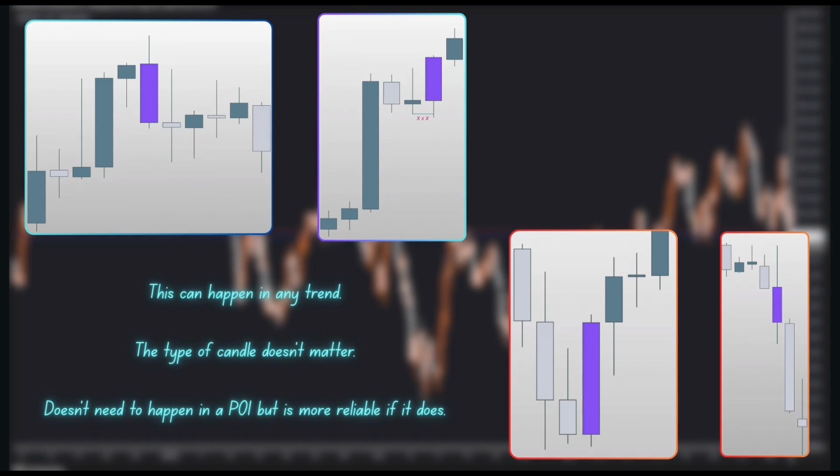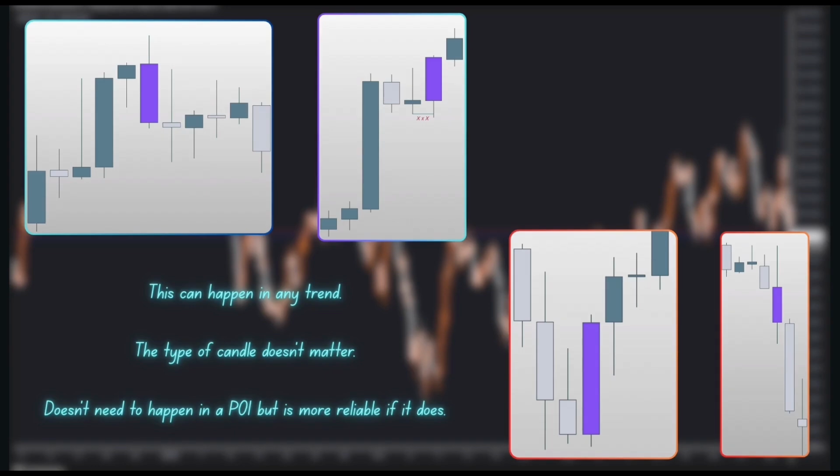So here's what you want to watch for. Number 1, it sweeps a level. That means it breaks below the low or above the high of a previous candle. Number 2, instead of closing past that level, it closes above the previous candle's wick if it's bullish, or below if it's bearish. In other words, it fakes one direction and then commits to the other.